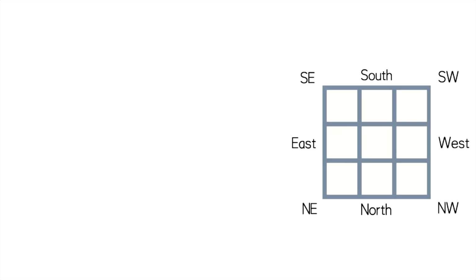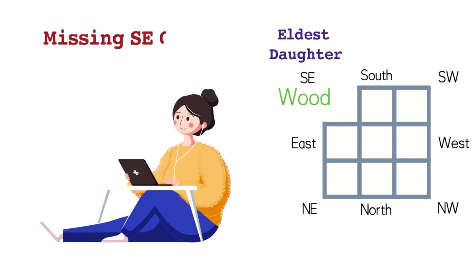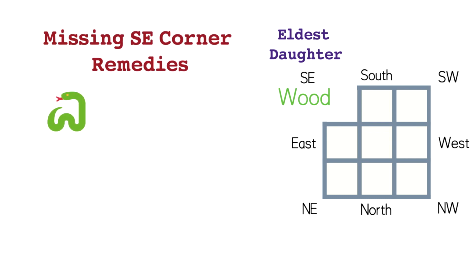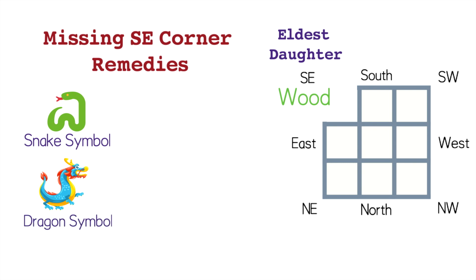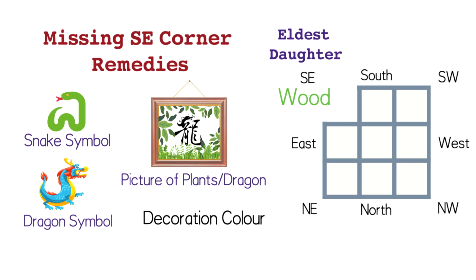If your house is missing the southeast corner, which also belongs to the wood element, a missing corner in this direction is not good for the eldest daughter. So a remedy for this missing corner is to place a symbol of a snake or dragon towards this direction. Another option is to hang a picture of plants or a symbol of a dragon in this direction. The decoration color in this direction should also be green.